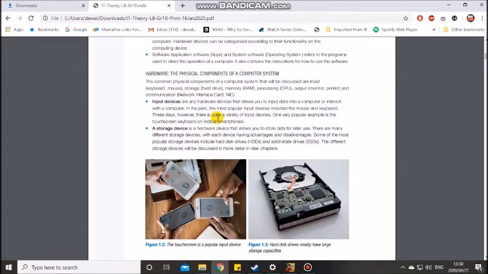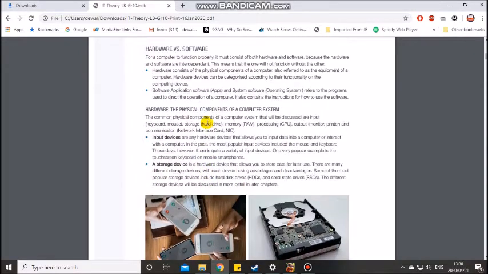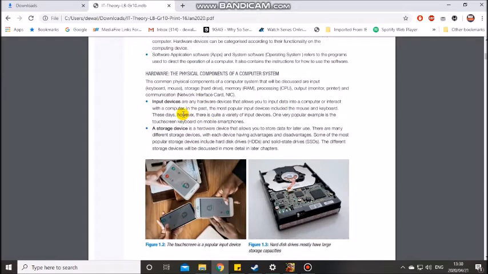So a bit more about hardware. The physical components of the computer system. Like I said, something like keyboard, RAM, hard drive, CPU, etc. are part of hardware. So you get different categories of hardware. You get input devices, which will be the hardware that allows you to input data into the computer or to control the computer, interact with it. So like your mouse, etc.